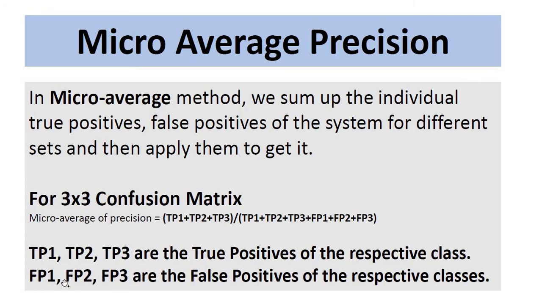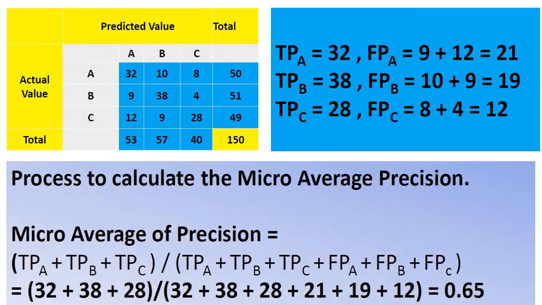So you can see the TP1, TP2, TP3 are the true positive of the respective classes, and FP1, FP2, FP3 are the false positive of respective class. How to apply this, right? Now see, we have our confusion matrix. From this confusion matrix, you draw this horizontal and vertical line, and then you will end up getting the true positive and false positive.